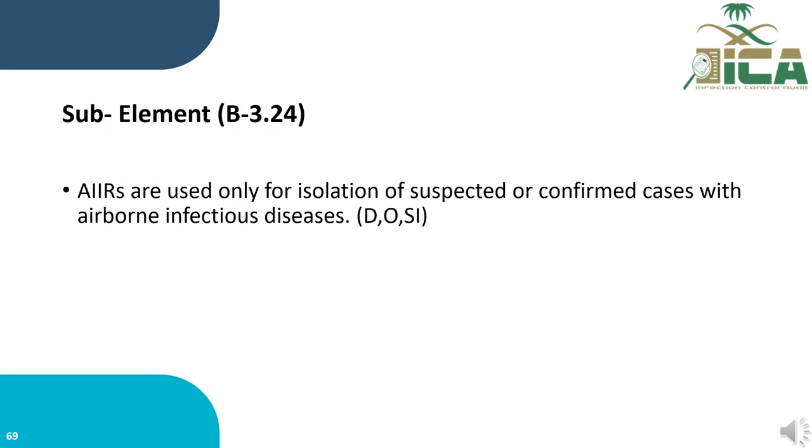B3.24, airborne infection isolation rooms are used only for isolation of suspected or confirmed cases with airborne infectious disease. For this, we need documentation, observation, and staff interview so we can evaluate and audit this sub-element.